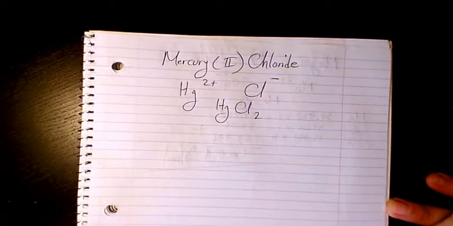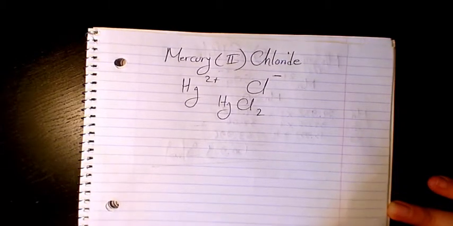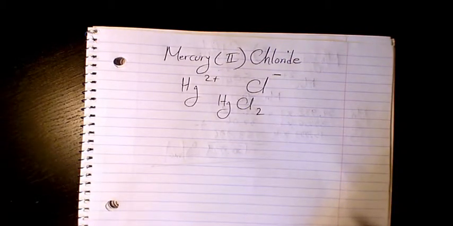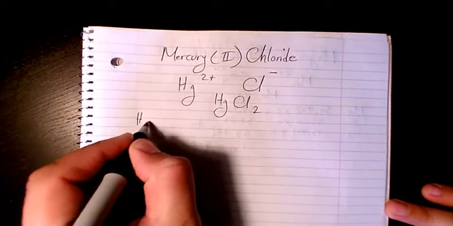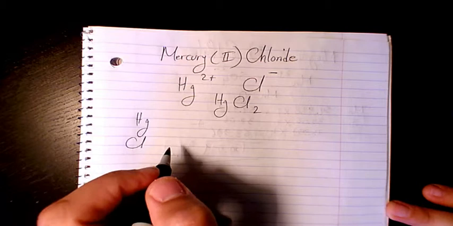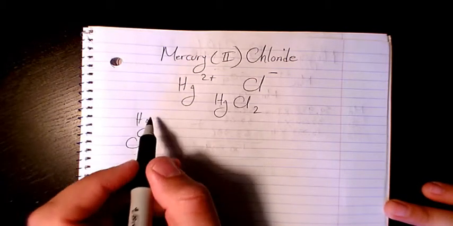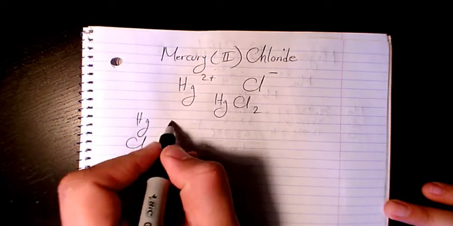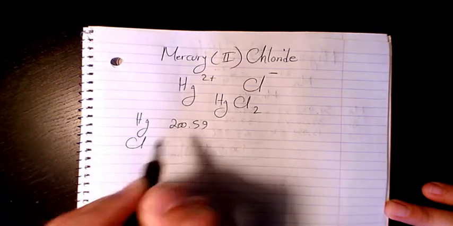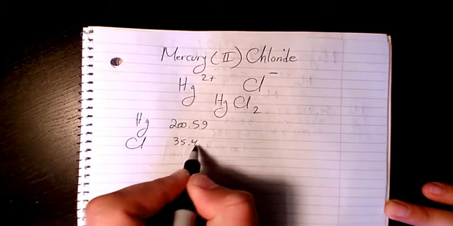Now I want to show you how to calculate the molar mass. First of all, we need to find out what elements we have. I list the elements Hg and Cl, and then I need to find out the atomic mass of each of these elements. The atomic mass of Hg from the periodic table is 200.59, and the chlorine atomic mass is 35.45.